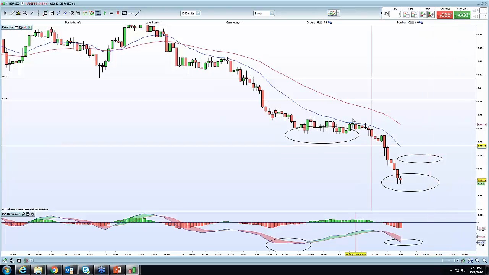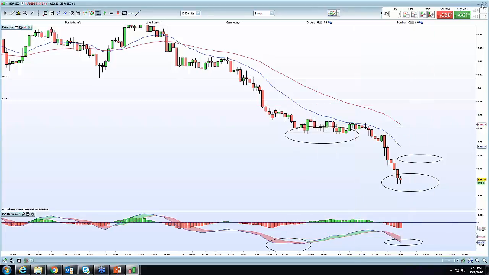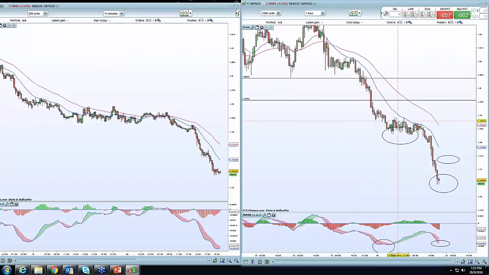Which moving average do I use? Basically, what I have here is the 20 and 50. I also use, on my own platform, the 5 and 10. But whichever you use, there's no magic formula. I hope you understand that. It's just whichever you are comfortable with and what you've been using. All right, so that's pound kiwi.